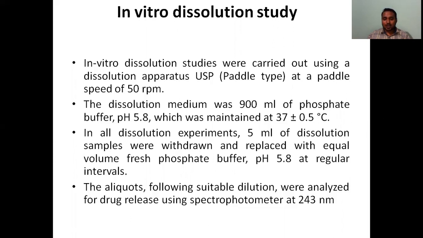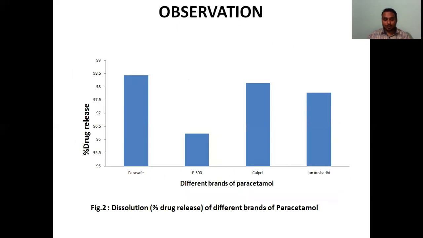In all dissolution experiments, 5 ml of dissolution sample is withdrawn and replaced with an equal volume of pH 6.8 phosphate buffer at regular intervals. That means when we take out a 5 ml sample, we have to put back 5 ml of pH 6.8 phosphate buffer. Then we calculate the absorbance of the samples at the lambda max of 243 nanometer with the help of a UV spectrophotometer.